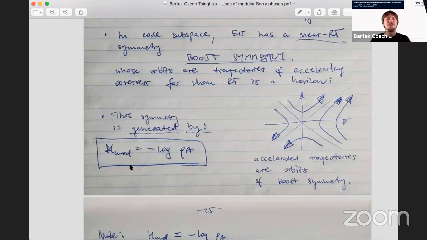So that's the way to read this statement. We have an exact symmetry of the entanglement wedge, which acts in some messed up way farther away from the RT surface. But when I'm close enough to the RT surface, the symmetry simplifies and it just becomes a boost symmetry. Is that statement clear and okay? Okay.